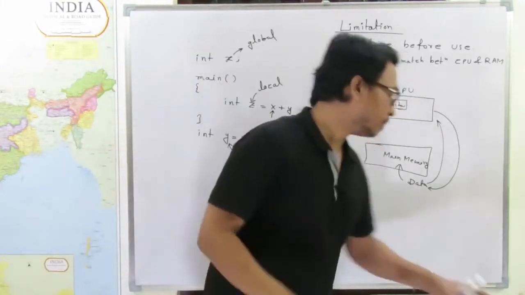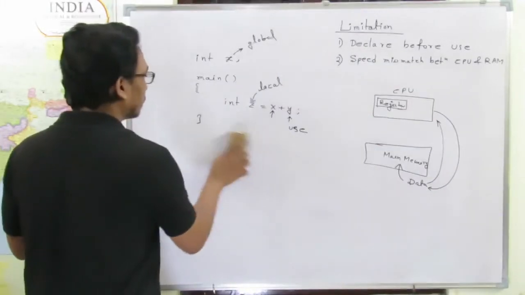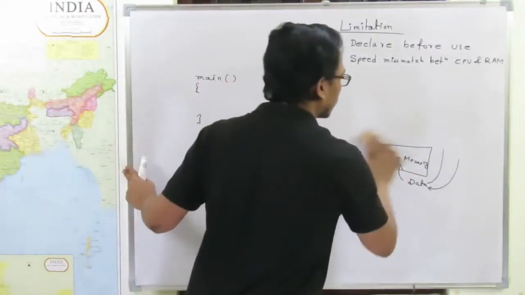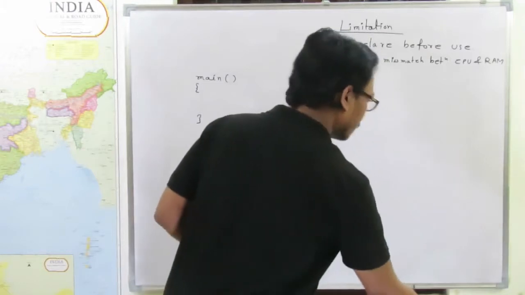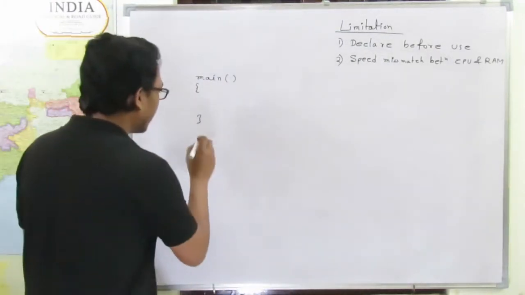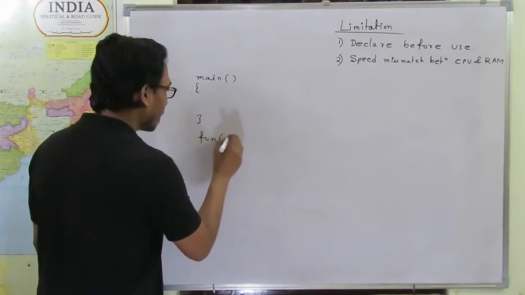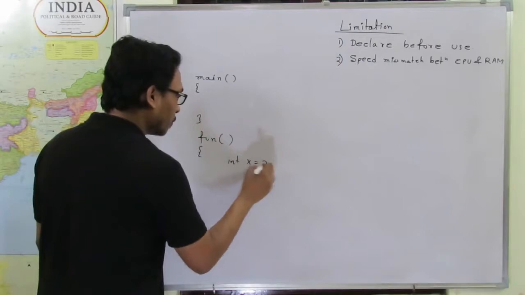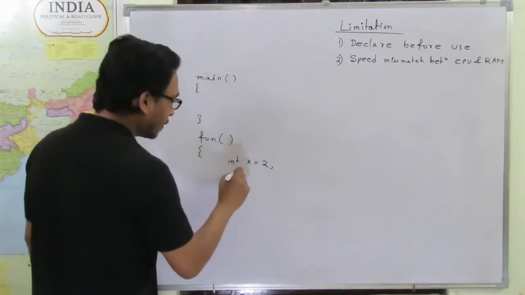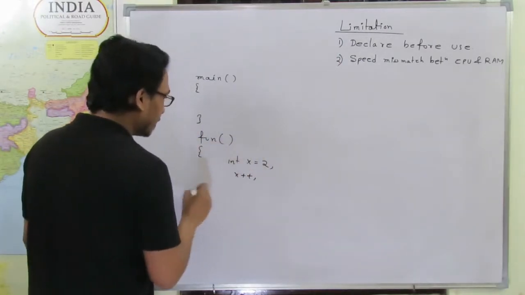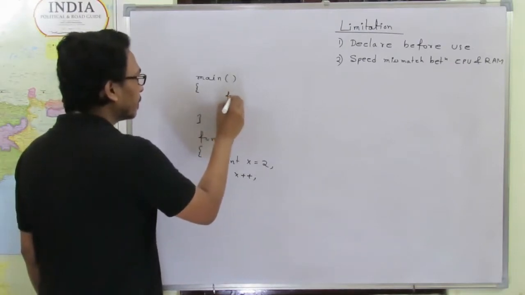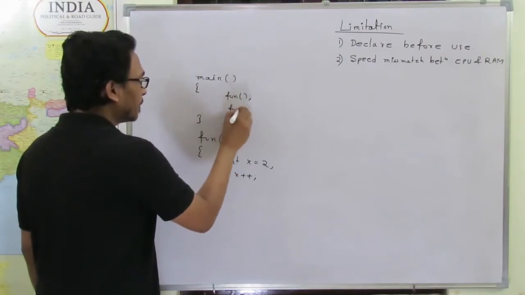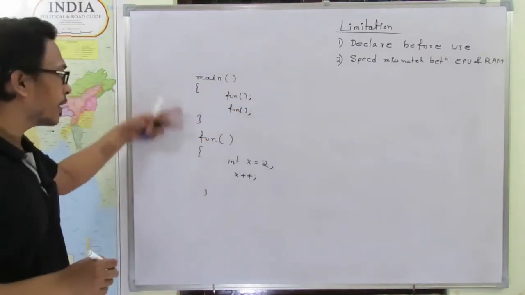Look, let's say we have a function, and in this function we have integer x equal to 2 and then we are doing x plus plus. Now here we called the function fun and then fun 2 times. Now how system will evaluate this particular code segment?